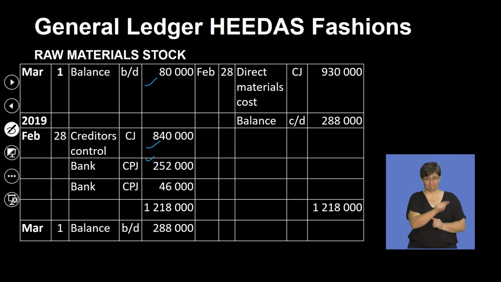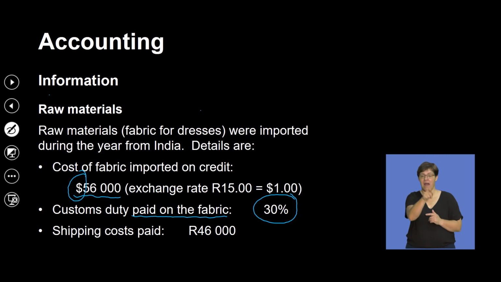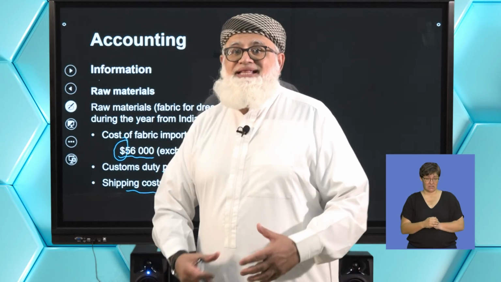There's my figure, 252,000 Rand. What was that? The customs duties that we had to pay for bringing in or importing the fabric from India. Okay, then what are we told about our fabrics? Let's see, there's something else we are told. We are told that we paid shipping costs to the value of 46,000 Rand. Okay, so obviously that's another cost.